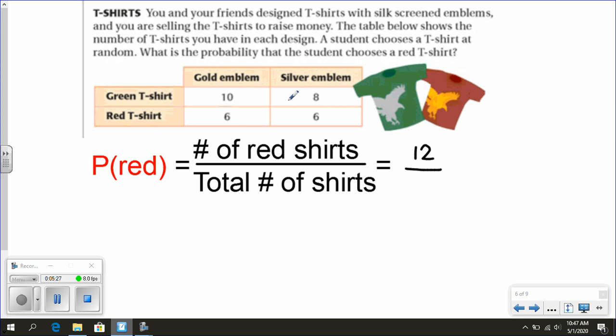Well, 10 plus 8 plus 6 plus 6 is 30. Now you can simplify this if you want, but I would accept this as an answer on the homework or on the quiz. But this does simplify to 2/5.